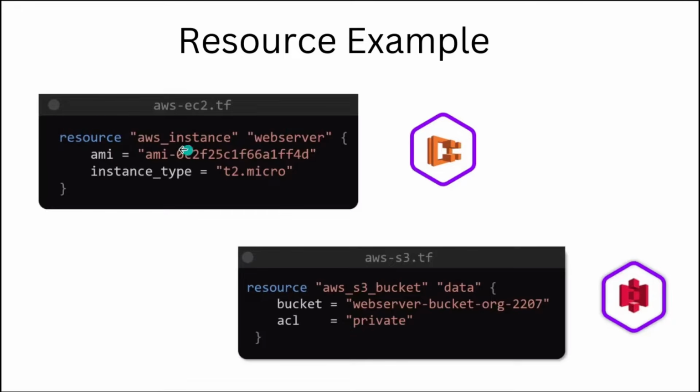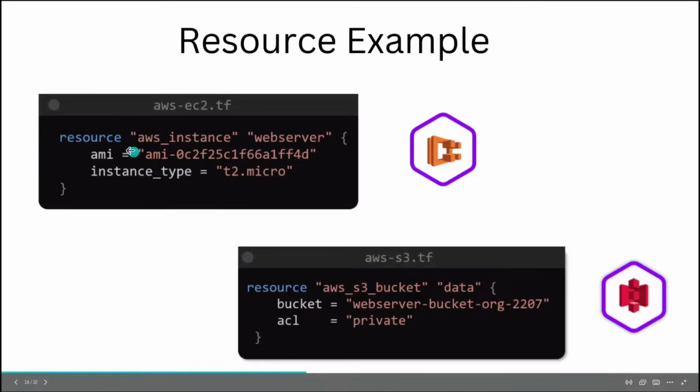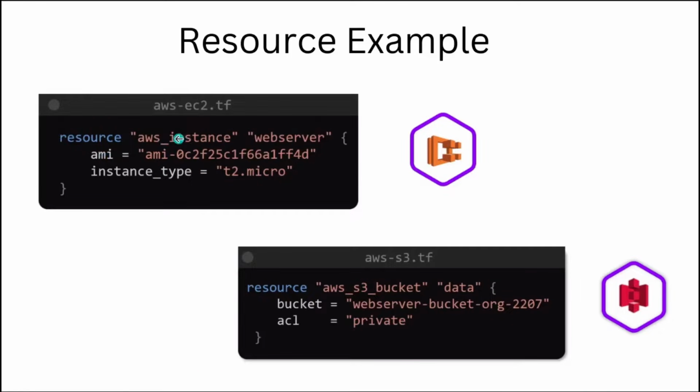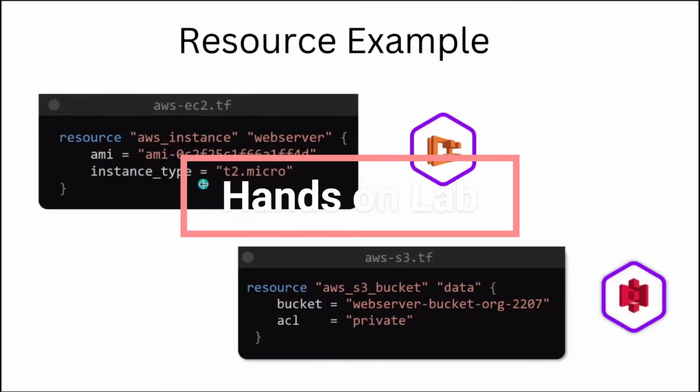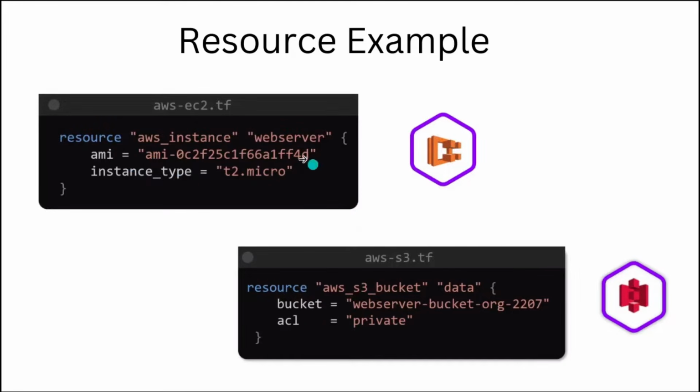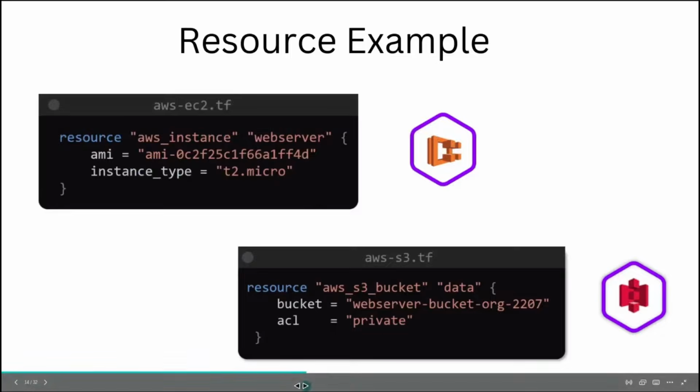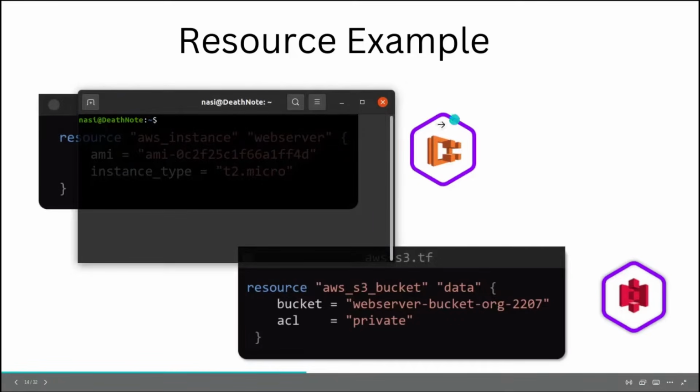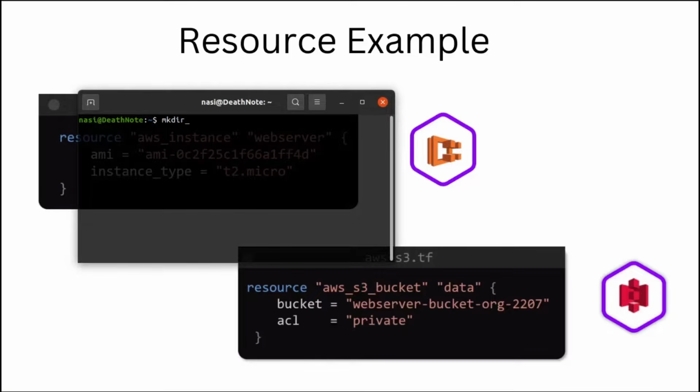So here is some example. This is an example of creating an AWS instance resource, and here is an example of creating an S3 bucket resource. So you have defined this as a resource type, and this is a resource name, and arguments: AMI is this, instance type is this. So once you create this, then you need to run some commands to manage this. So let's go and create a directory and do this hands-on first. So I'm going to create a directory. Let's say learn Terraform.